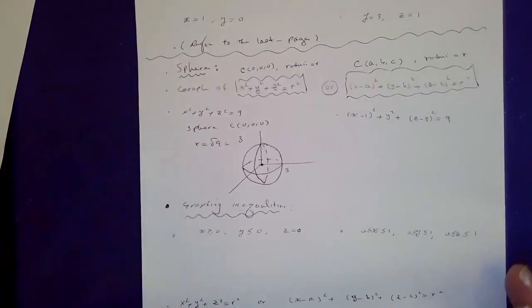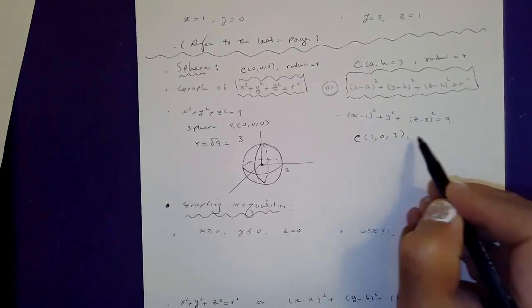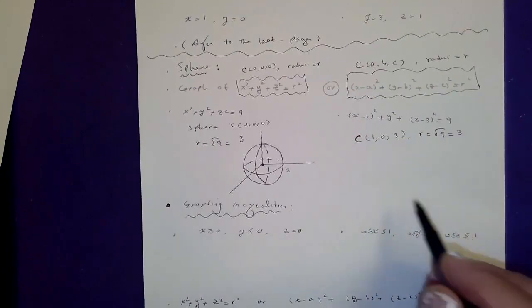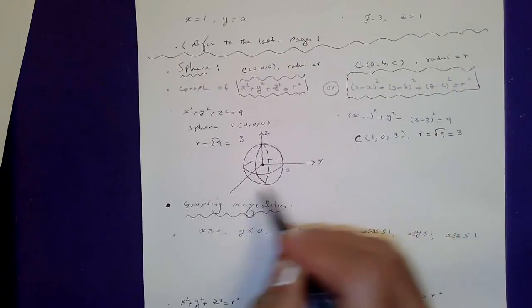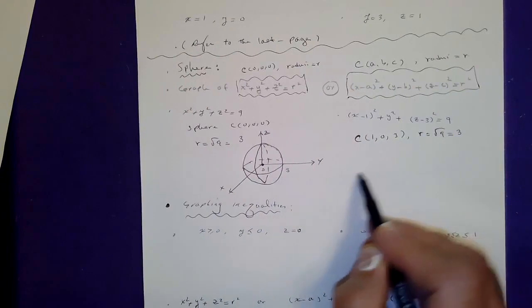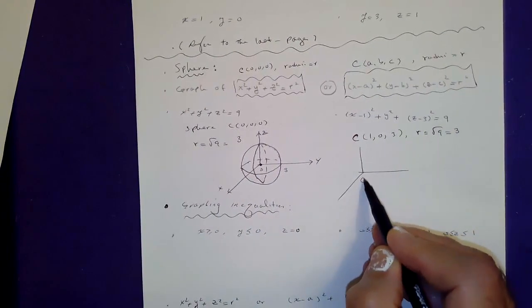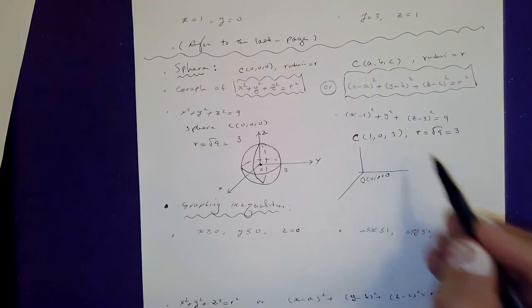You see it. Here, the center is at 1, 0, 3. The radius is still the square root of 9, which is 3. The easiest way to do this is to translate your axes from 0, 0, 0 to 1, 0, 3.